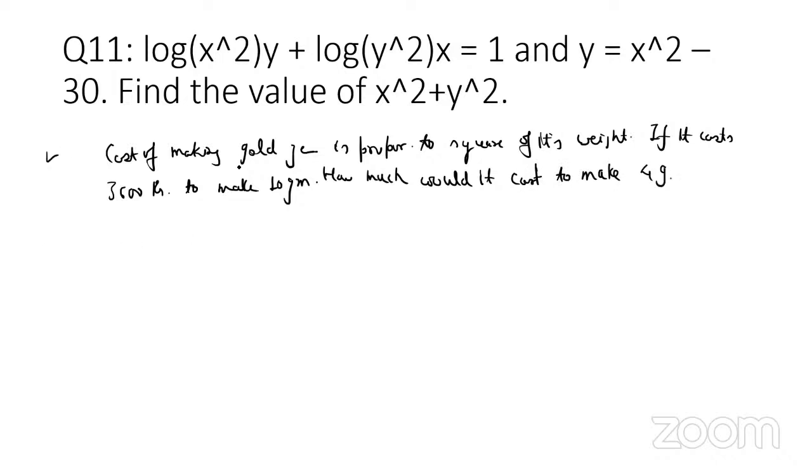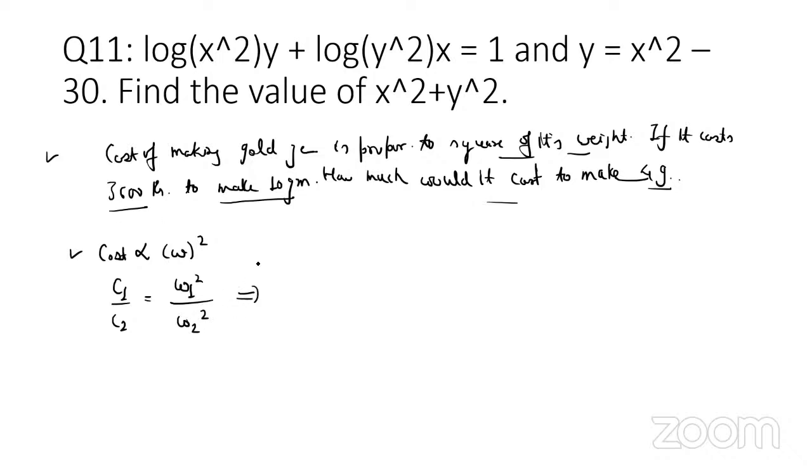Guys, we are given basically that the cost of making gold jewelry is proportional to the square of its weight. So we can say that cost is proportional to the square of the weight, right? And we have two scenarios. First, when the weight is 10 grams, the cost is 3,600 rupees. So what should be the cost when the weight is 4 grams? So from this relation we can say C1 upon C2, where C1, C2 are the costs in the two different scenarios, equals W1 squared upon W2 squared, where W1 and W2 are the weights in the two scenarios.